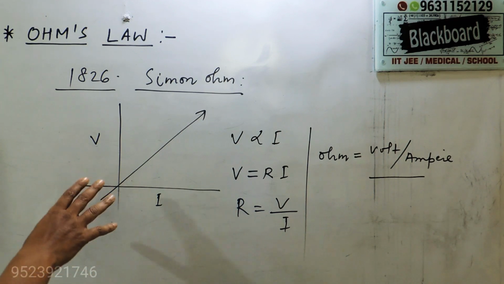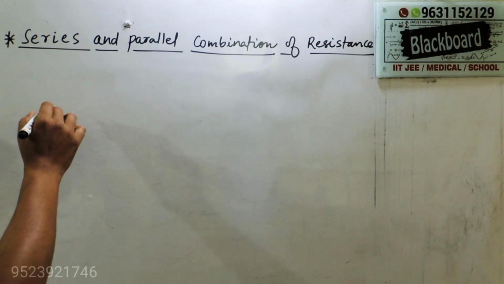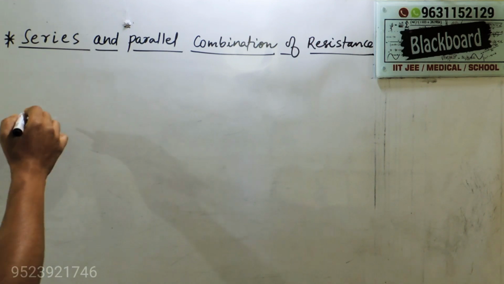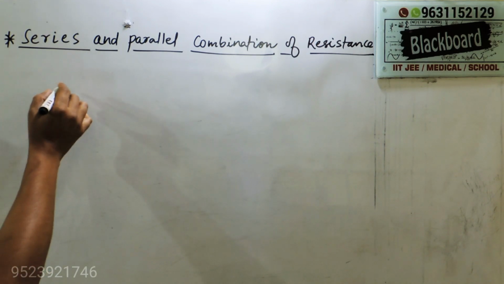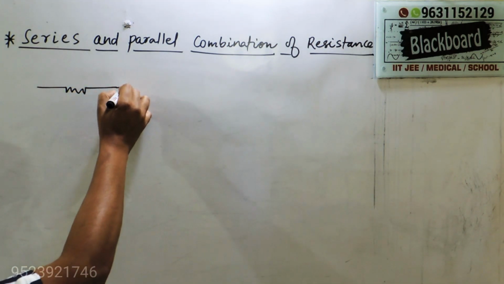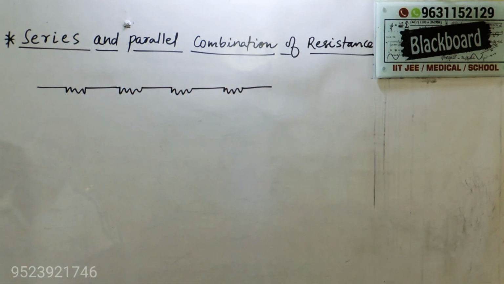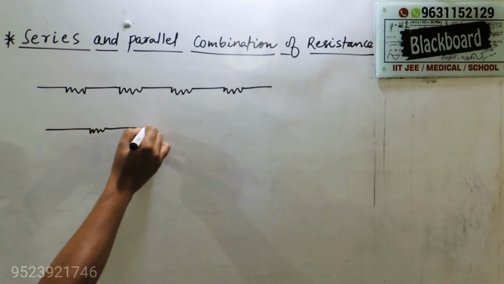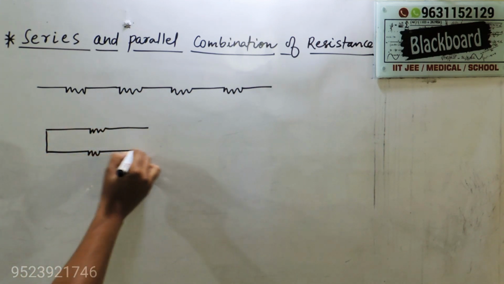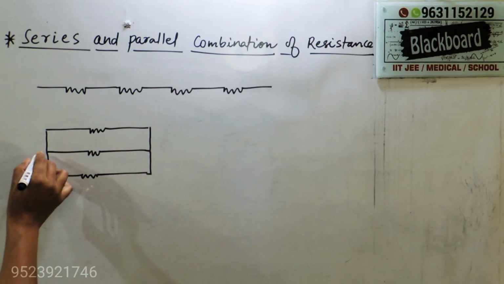1 ohm is the resistance of a conductor through which a steady current of 1 ampere passes when a potential difference of 1 volt is applied across it. There are a variety of ways, depending upon the requirement and purpose of the circuit, in which we can arrange the resistance. This is the symbol of resistance, and this combination is called series combination. This other combination is called parallel combination.